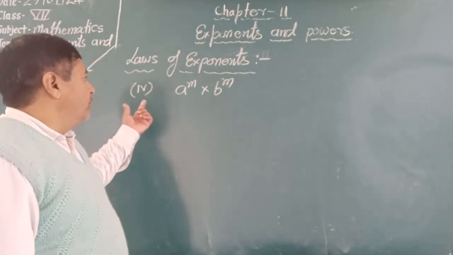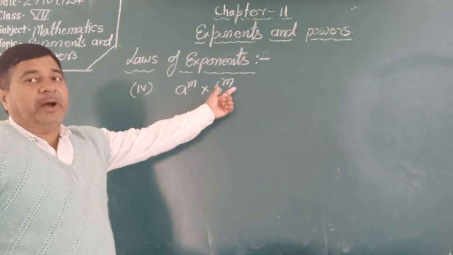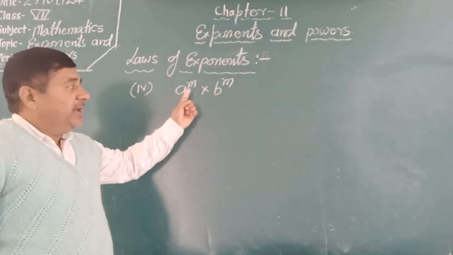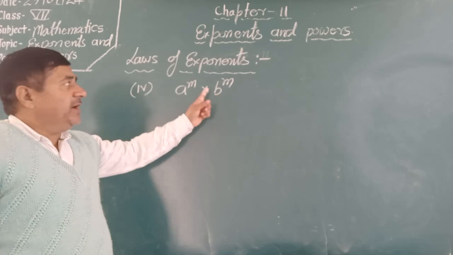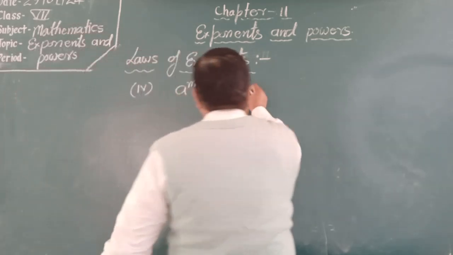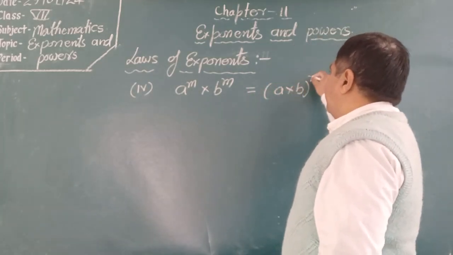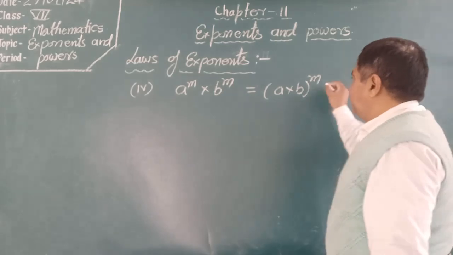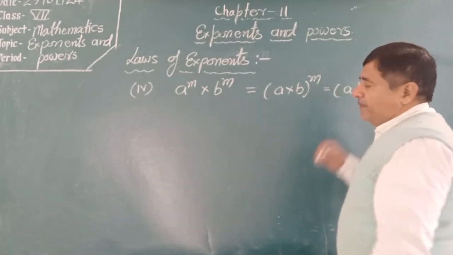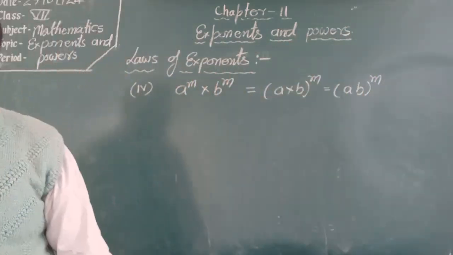Students, now the fourth law is a to the power m into b to the power m. Here the bases are different, but the exponents are the same. Then you can write (a into b) to the power m. This means (ab) to the power m.